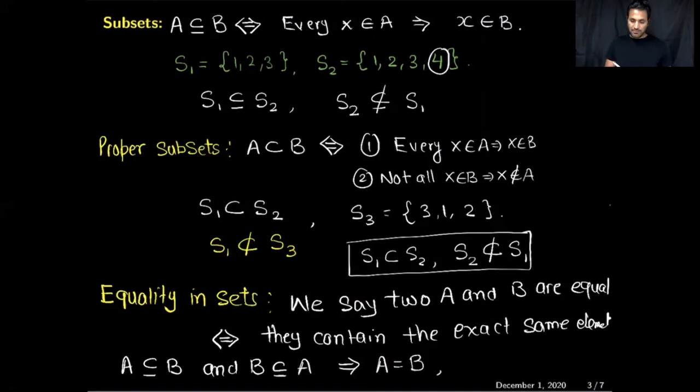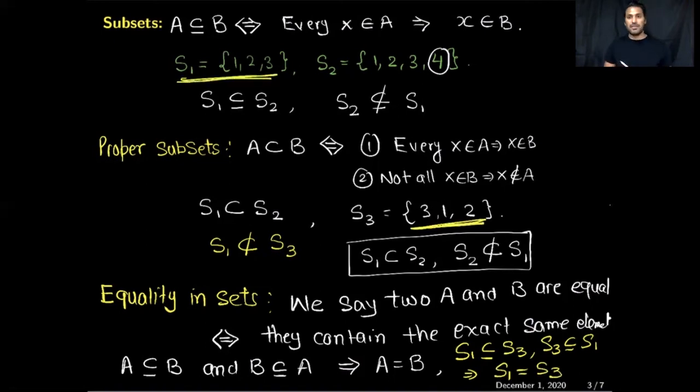For example, you can see that in the above example, S1 is a subset of S3 and S3 is also a subset of S1, or in other words, S1 is equal to S3, because S3 and S1 have the exact same elements. They are in a different order, but the order in a set basically does not matter. So even though these two have the elements in a different order, they are still considered the same set. So S1 and S3 are the same set.